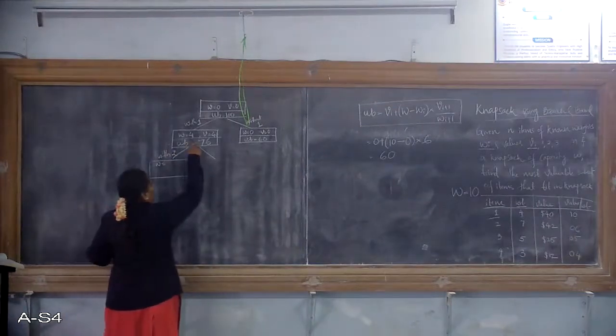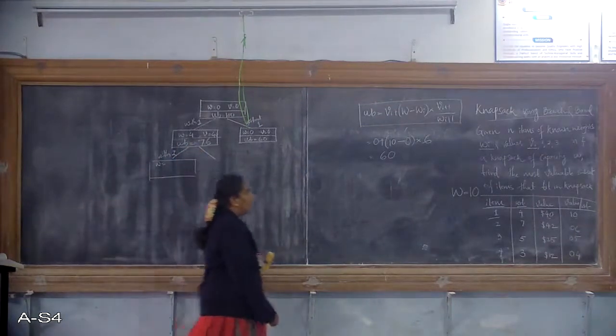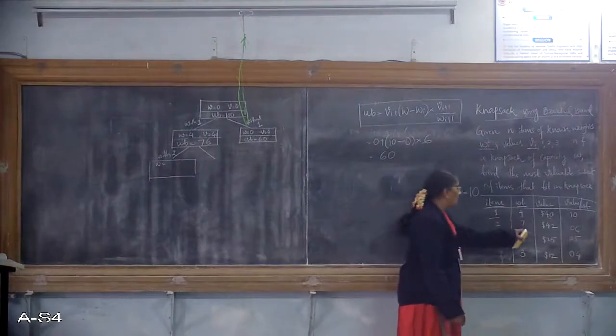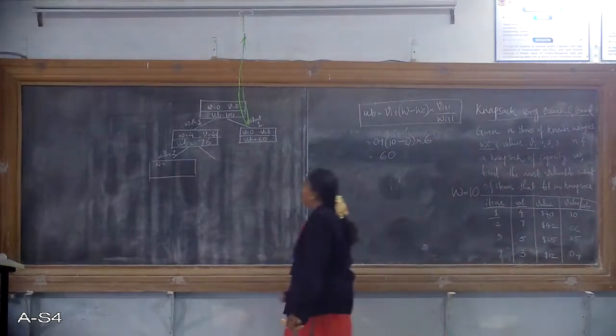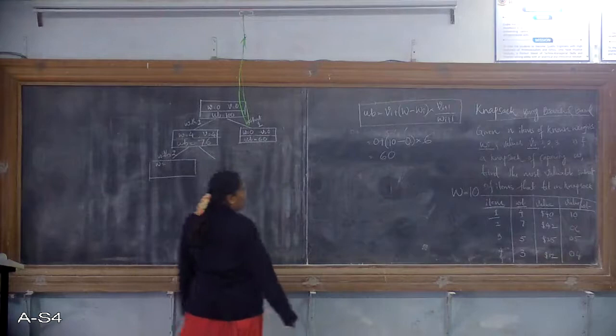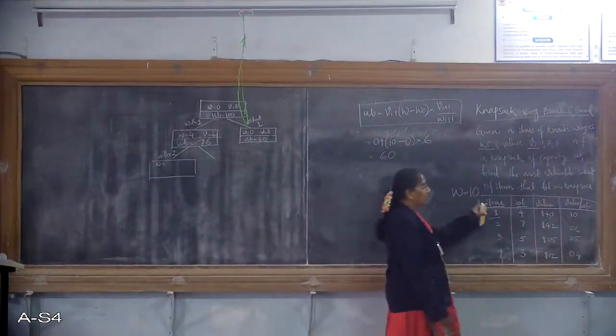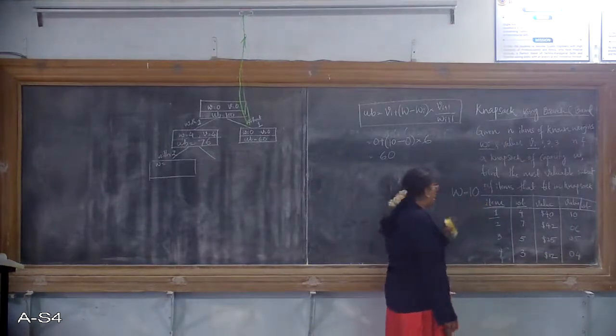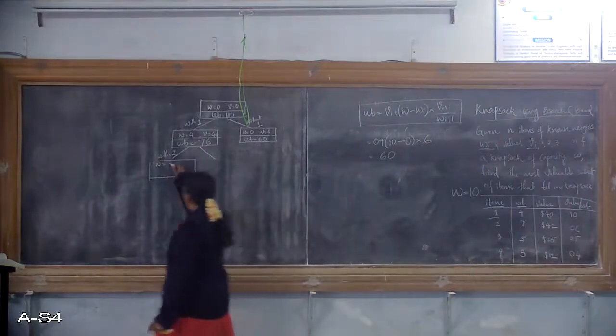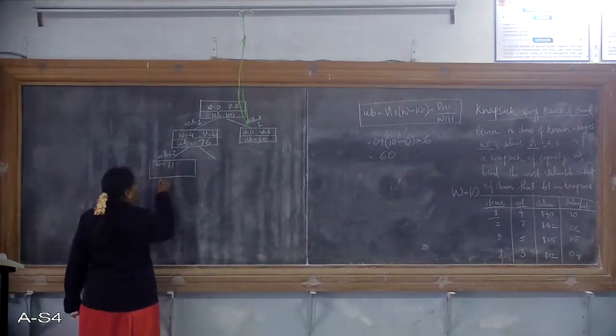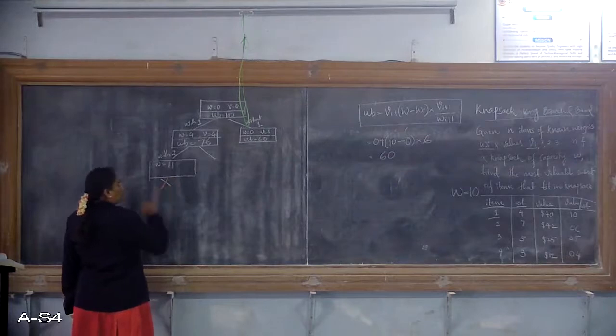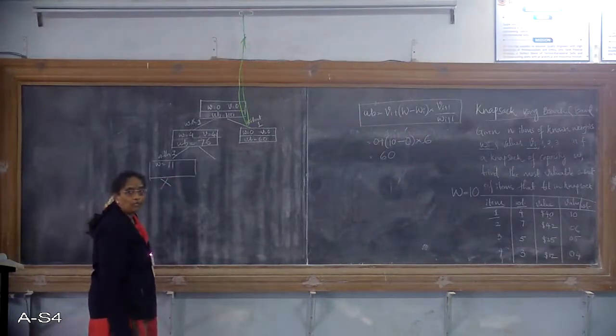So previous item weight is 4. Now I want to select item 2 whose weight is 7. So 7 plus 4 will become 11, and 11 is greater than this 10. That's why I'm not going to calculate upper bound for this node. This node is called a non-promising node.